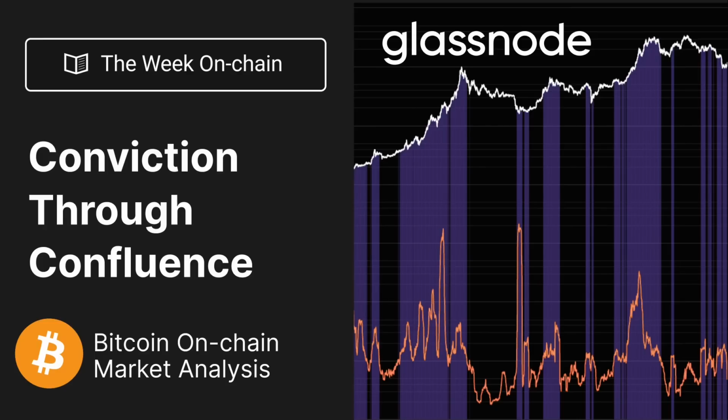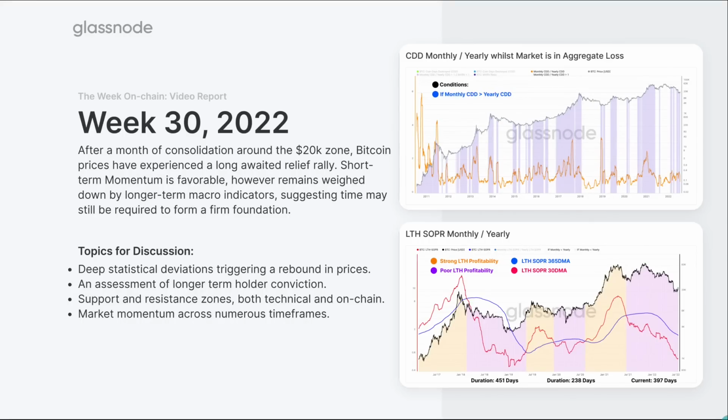So what we're looking at today is a concept called conviction through confluence. We're looking at all of the different on-chain and technical models that we have. What does it tell us about the current market structure? What does it tell us about the recent capitulation and flush out of investors? And then what does it tell us about the market moving forward, and where are some particular zones of interest?